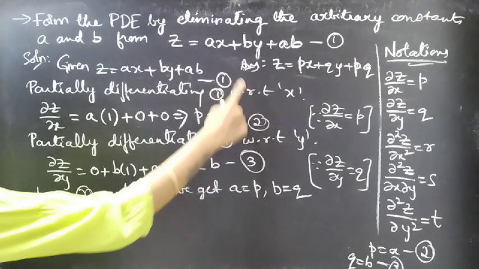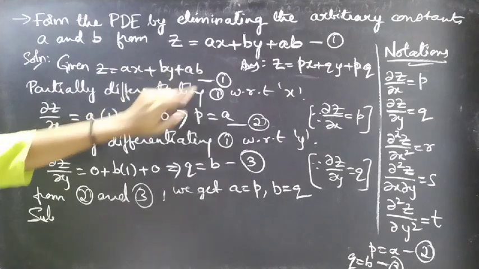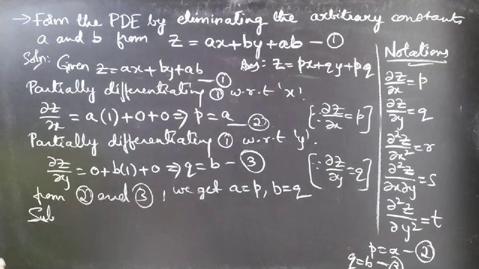just observe 1, 2 and 3, okay. We can say that by substituting 2 and 3 in 1, a and b, the arbitrary constants, get eliminated from 1, so substitute 2 and 3 in 1.